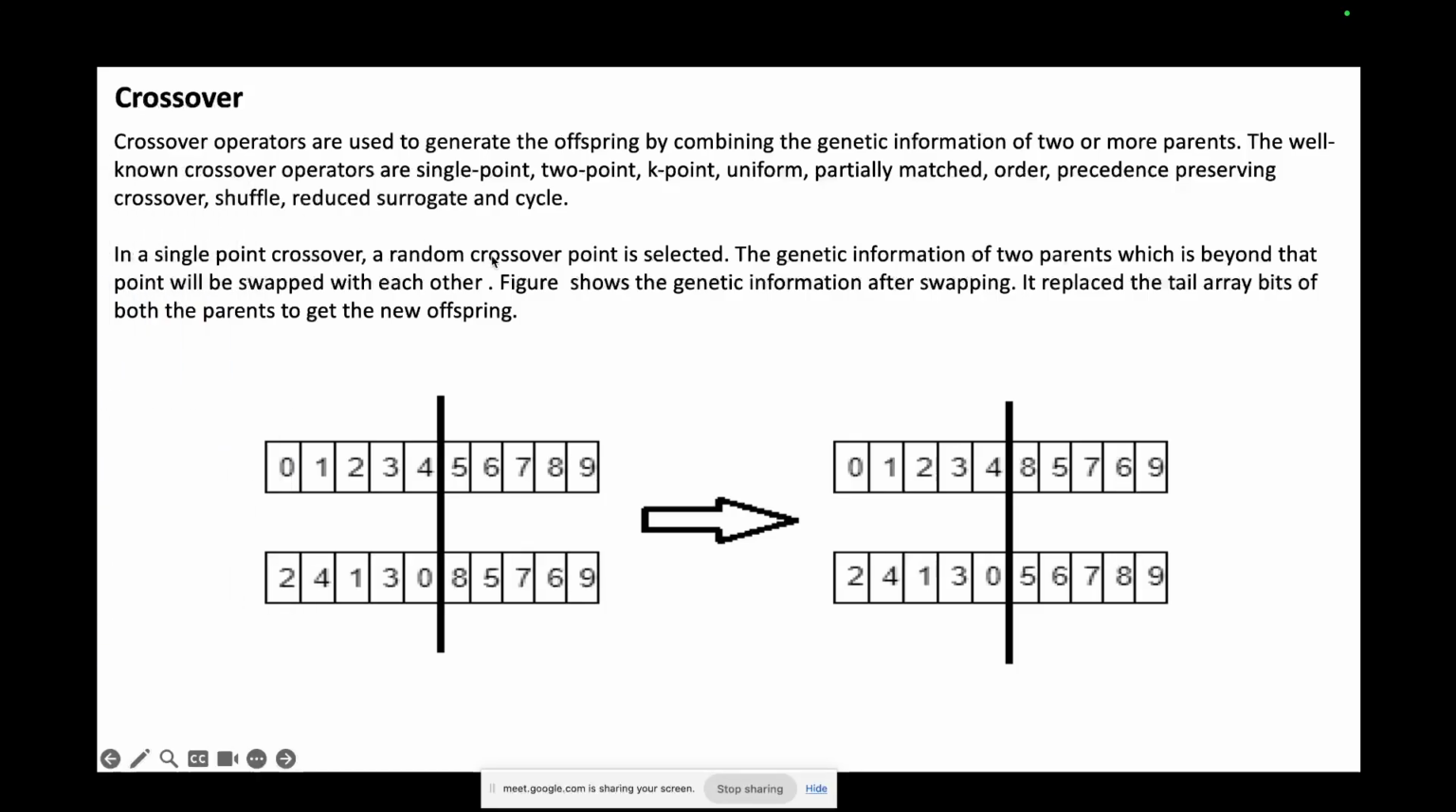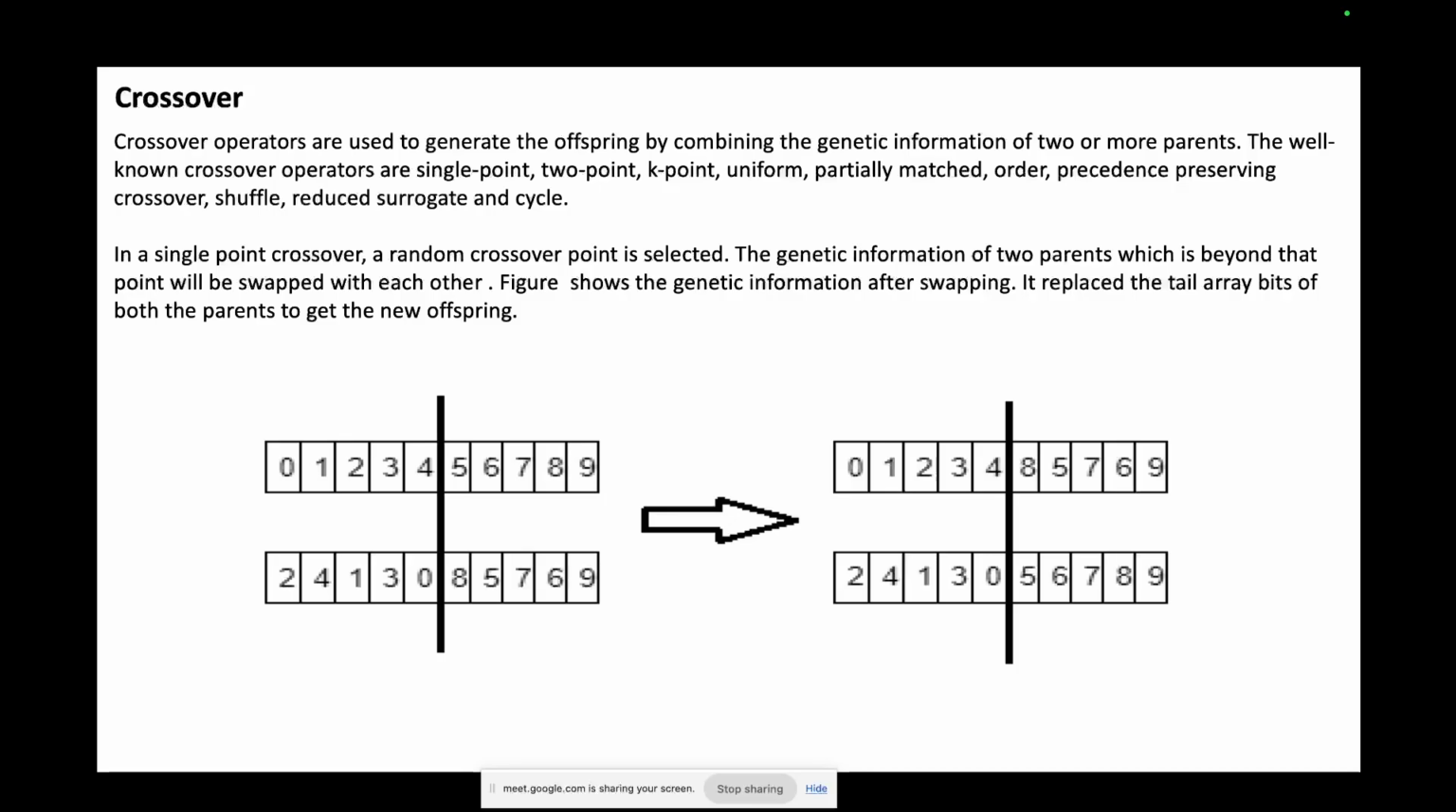So in a single point crossover, a random crossover point is selected. The genetic information of the two parents beyond that point will be swapped with each other. So basically these are your two solutions. One is 0 1 2 3 4 2 9, and then there is 2 4 1 3 0 8 5 6 7 6 9. So this is a single point crossover at which you are breaking after the fifth position. So there are 10 solutions, so you are breaking at the fifth position.